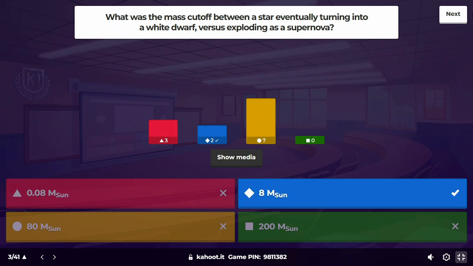So it's 8 solar masses that determines whether you are a high mass star and you'll become a neutron star or a black hole when you die, or a low mass star where you'll just leave a white dwarf. The 0.08 is the lower limit for what makes a star, and then 200 solar masses was the upper range of what can become a star. And 80 was just something that had an 8 in it, to trick you from the 8 solar masses.